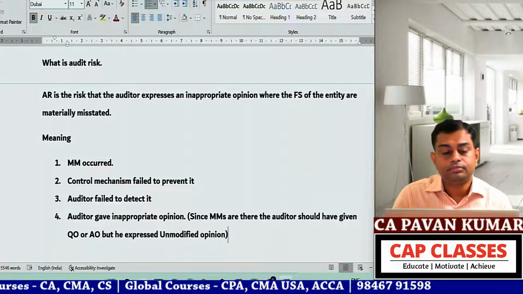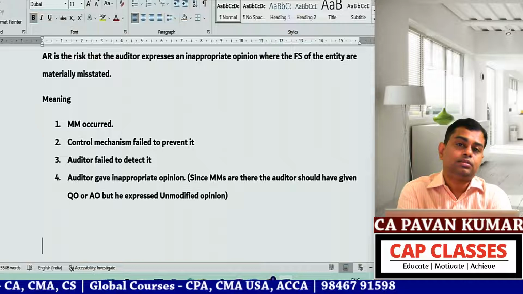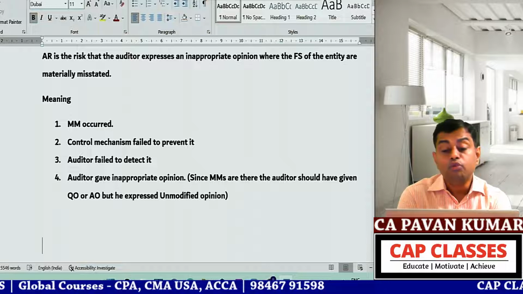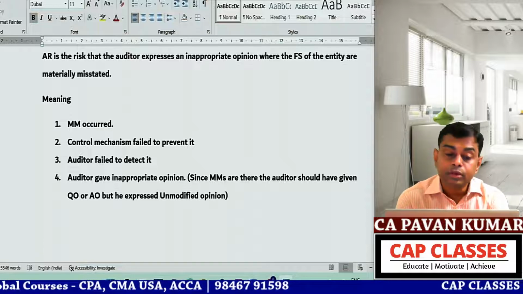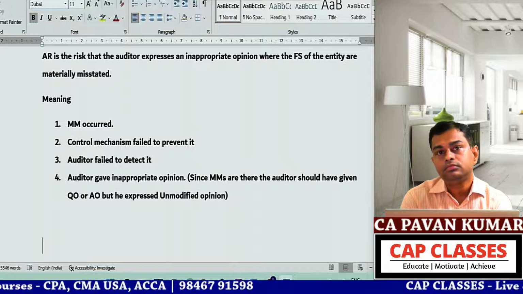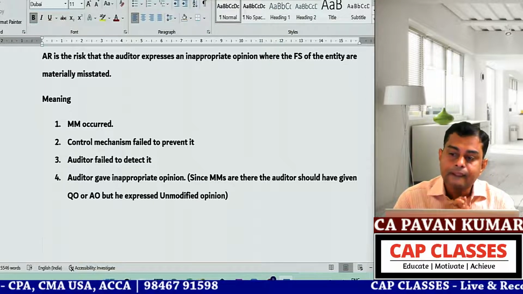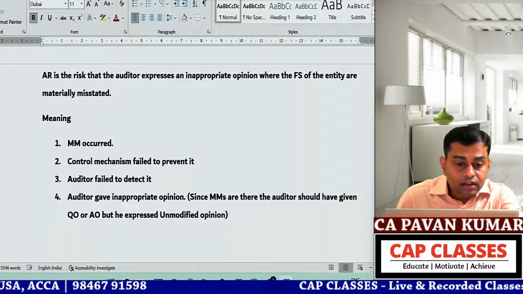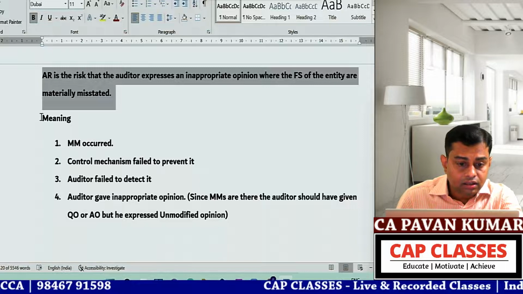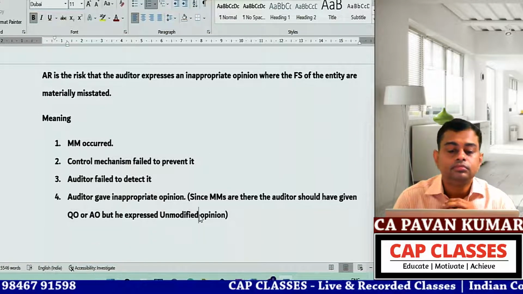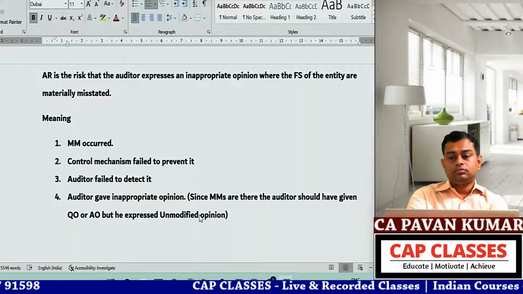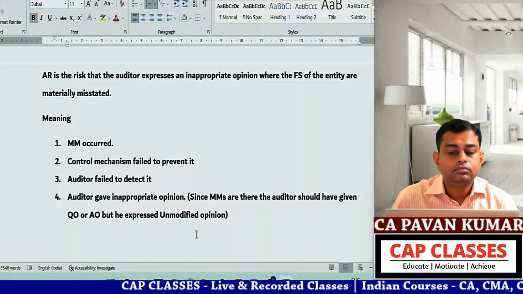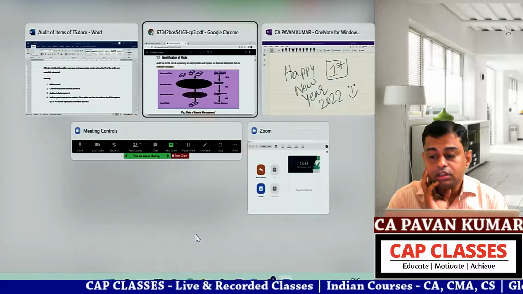This is audit risk. Now, when the fraud eventually comes out, the shareholder will ask, dear auditor, how much did you take from the management? You did not detect it. Now how much did you take? That is the problem. So, do you understand this part and the meaning of audit risk? Okay, so shall we continue?